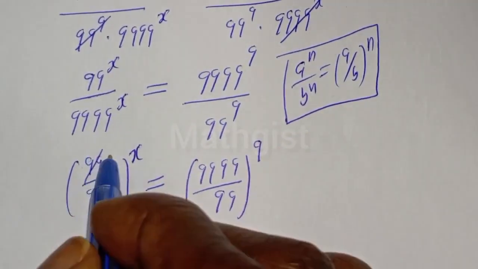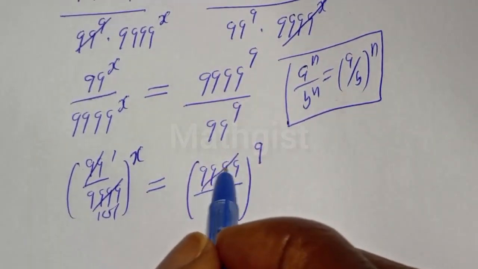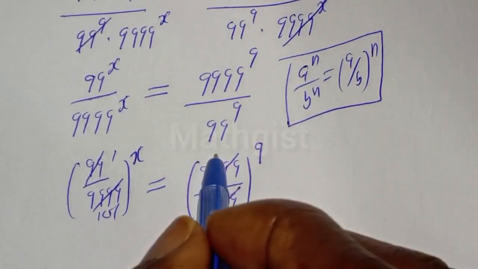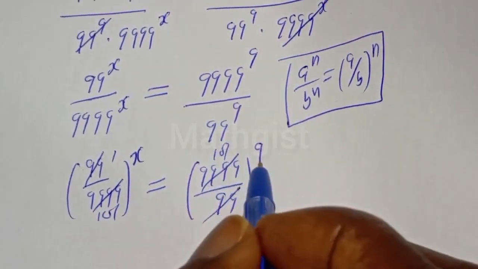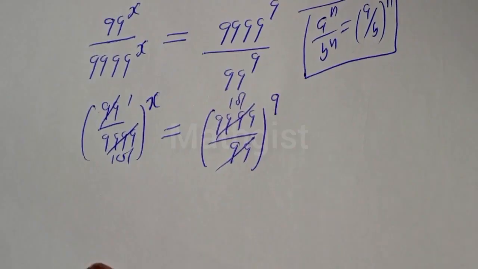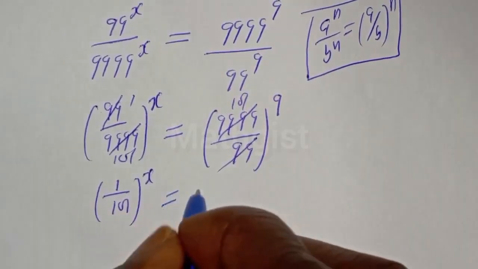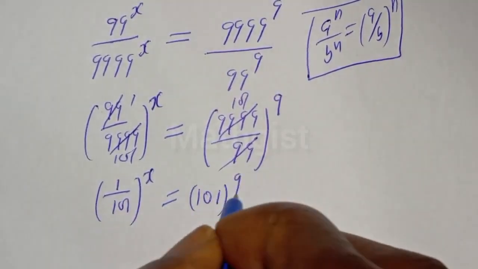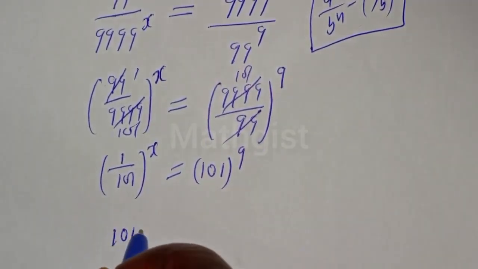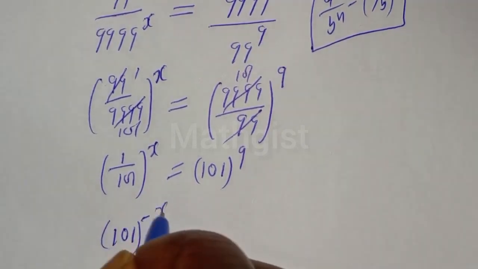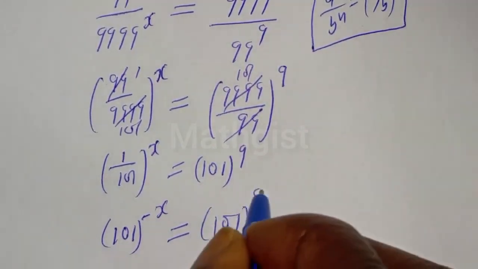Now let's see. 99 divided by 9 is 11, 999 divided by 99 is 101. Then we have 1 over 101 to the power of s is equal to 101 raised to the power of 9. Then this can be written as 101 raised to the power of minus s is equal to 101 raised to the power of 9.